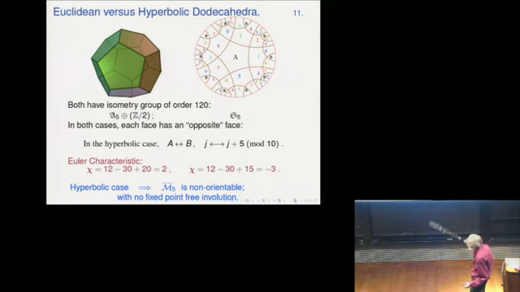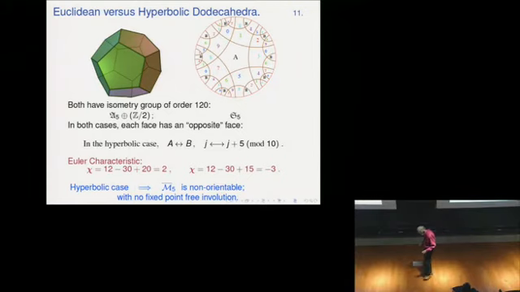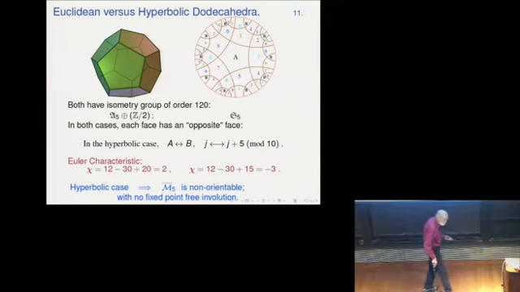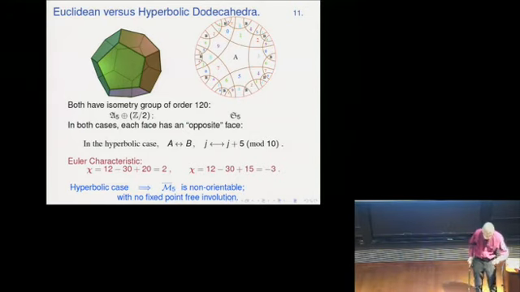Every face has a unique opposite face. If you like, in both cases, every face has 5 immediate neighbors that you can get to by crossing one edge. It has 5 next to adjacent neighbors, which you can get to by crossing 2 edges. And it has one opposite face, which you have to cross 3 edges to get to. So it sounds the same, but in this case, this correspondence between faces extends to a correspondence between points, taking each point to its antipodal point. But there is no such correspondence in this case. There is no fixed point free involution.